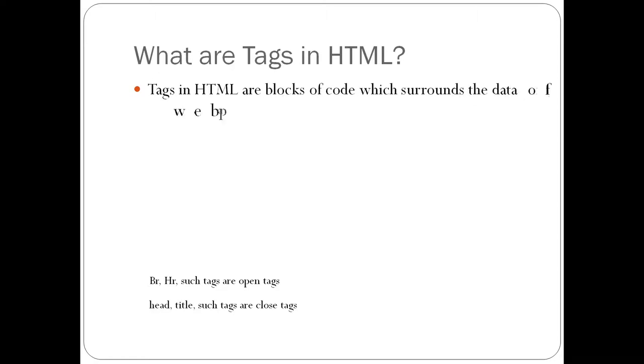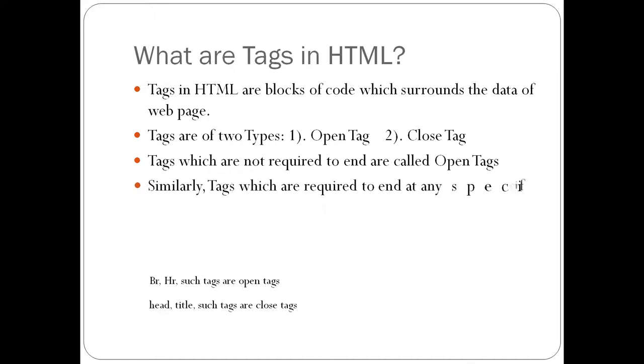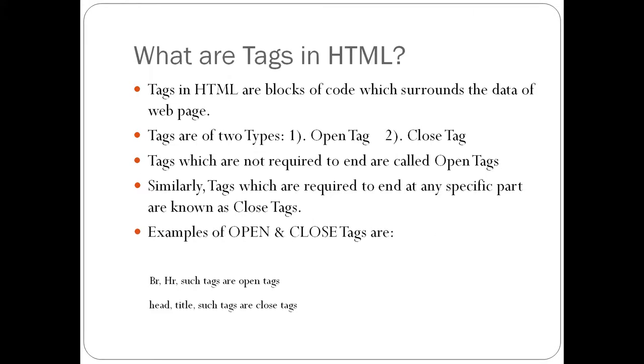Okay, so here comes the thing. Tags in HTML are blocks of code which surround the data of the web page. There are two types of tags in HTML: open tags and close tags. The tags which are not required to end are called open tags. So there are some tags which are not required to close, and those tags which are required to close are known as close tags. Don't worry, in this particular video you will be totally covered about the tags, so be patient. Similarly, tags which are required to end any specific part are known as close tags.